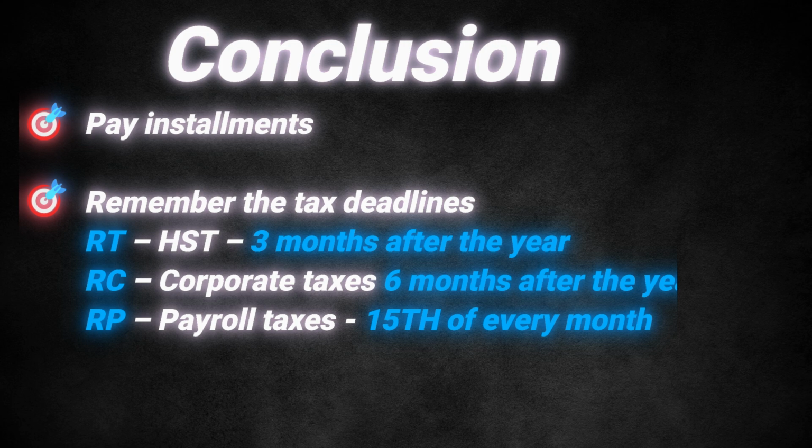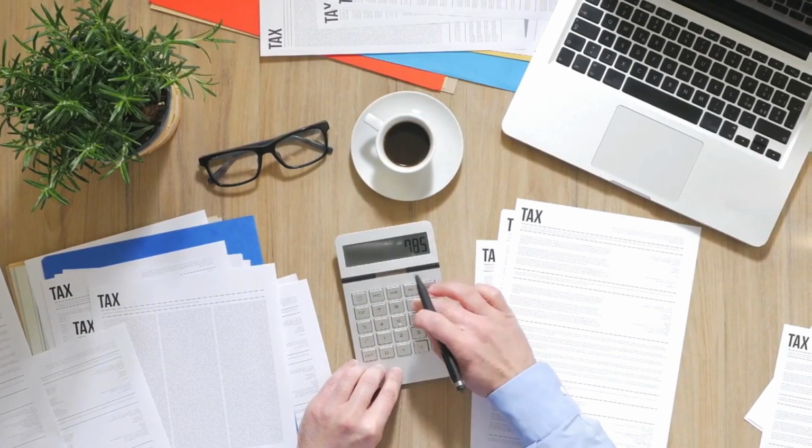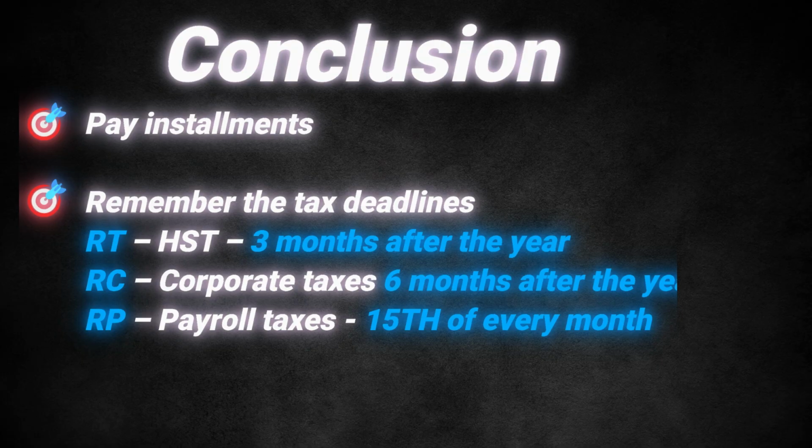CRA also likes to get installment payments. If any of these accounts are more than $3,000, instead of waiting till the end of the year to pay them, pay quarterly. Otherwise, you would be paying installment interest, which could be very significant. And if you're still confused, reach out to us. We'll be more than happy to do a pre-consult and actually set you up for success.